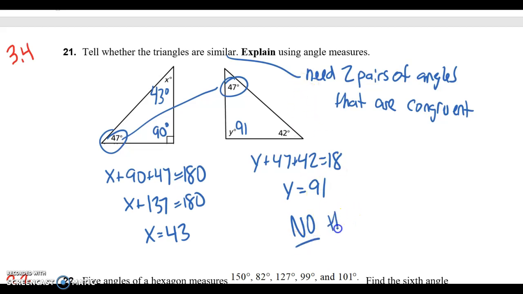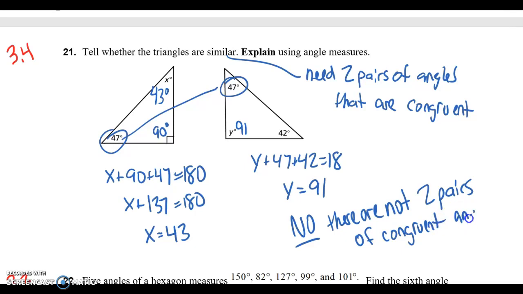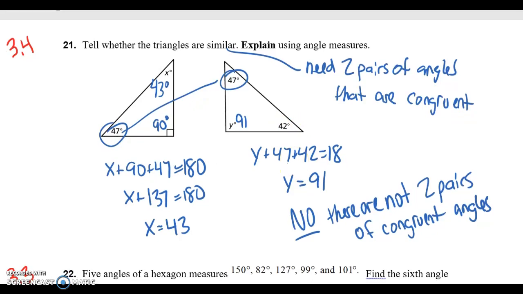Explain. There are not 2 pairs of congruent angles. Okay, so every time, show whatever math you need to show. Sometimes you only have to solve for one. Sometimes you're like, I don't know, that could have been a 90. But then that would have matched up too. So you really only need to show the math for one of those to then tell us whether that works.